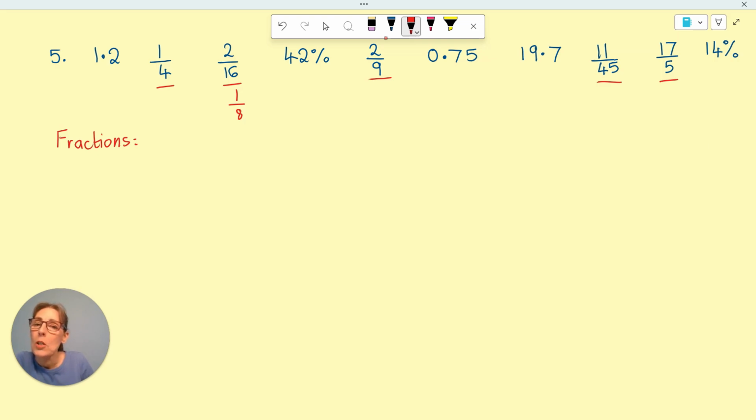Could we put 42% as a fraction? Well, 42% means 42 hundredths. And if we simplify that, half of 42 is 21 and half of 100 is 50. And the factors of 21 are 1 times 21 and 3 times 7. I think that's it. And apart from 1, none of them are factors of 50.